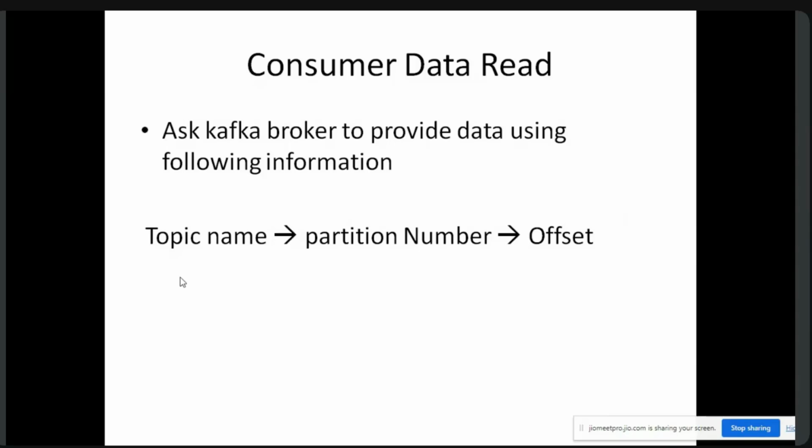Suppose now I'm talking about reading the data from the Kafka topic. Obviously the consumer will read the data. Now how to read the data? Because you should have some information, then only you can fetch the data. Suppose I tell you that you have to go and meet your friend. Obviously you need to know the address of your friend, wherever he stays. Then only you can meet him.